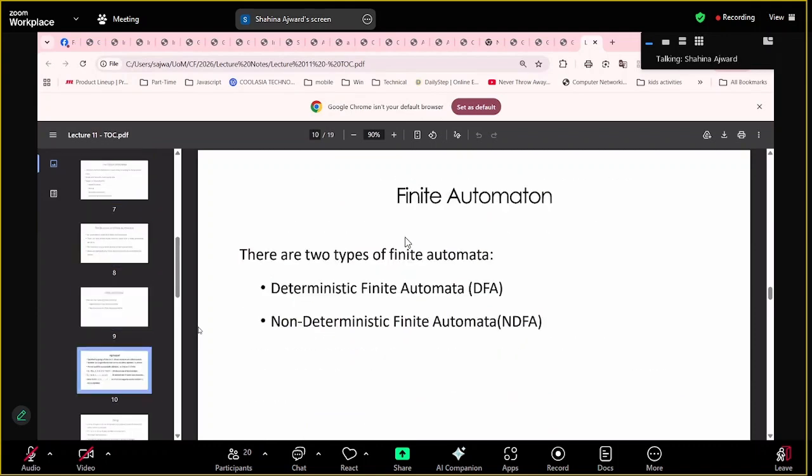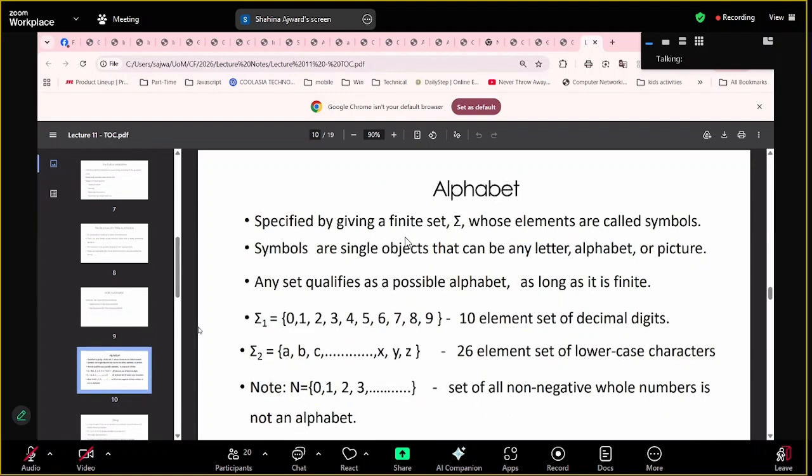Also we learned about the alphabet. Now we are talking about machines which can understand languages. To define a language, we need an alphabet. Alphabets are again a kind of symbols or images. So we define our alphabet, and from that particular alphabet, we take symbols and define our language.